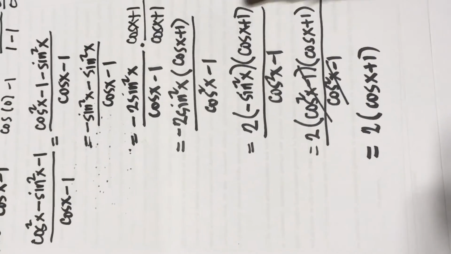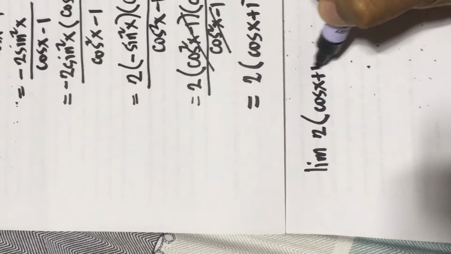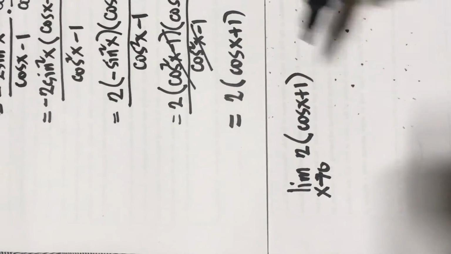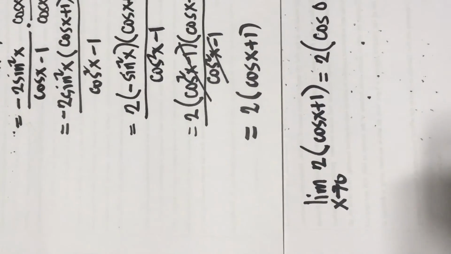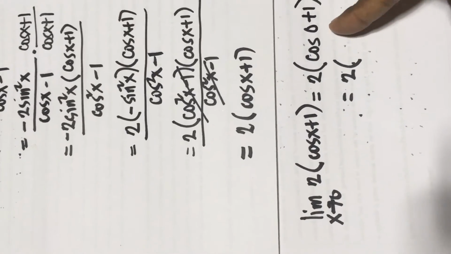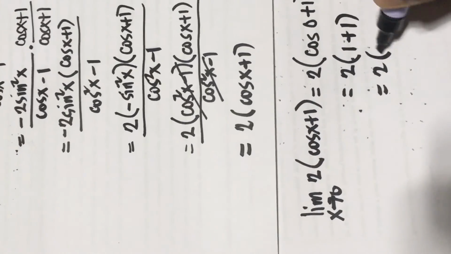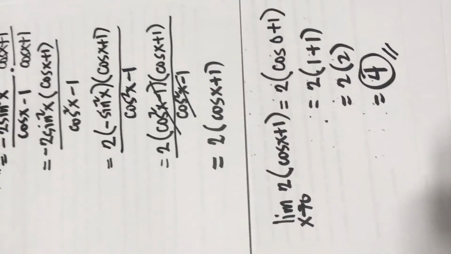Okay, so getting its limit, we have the limit of 2 times cosine x plus 1 as x approaches 0. Direct substitution, so we have 2 times cosine 0 plus 1 is 2 times, cosine 0 is 1, plus 1, so that is 1 plus 1, so that is 2 times 2, which is equal to 4. And that is the answer.